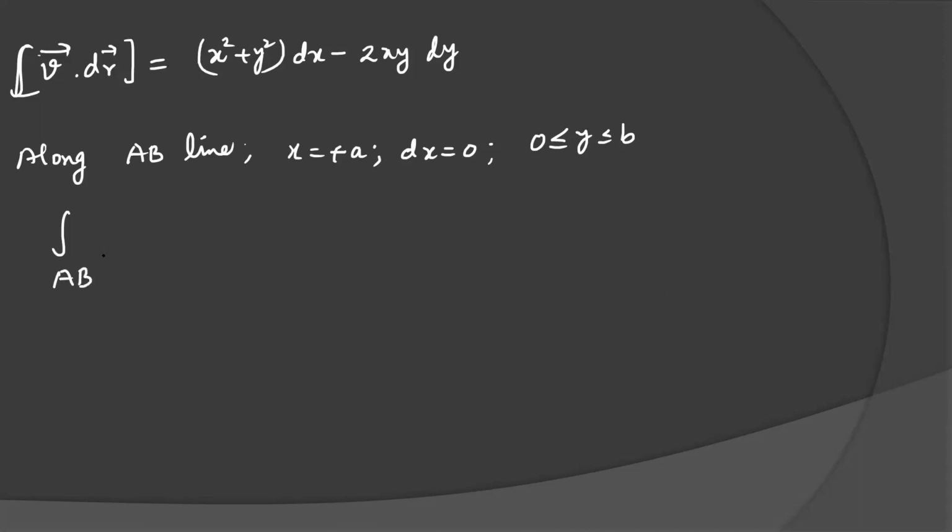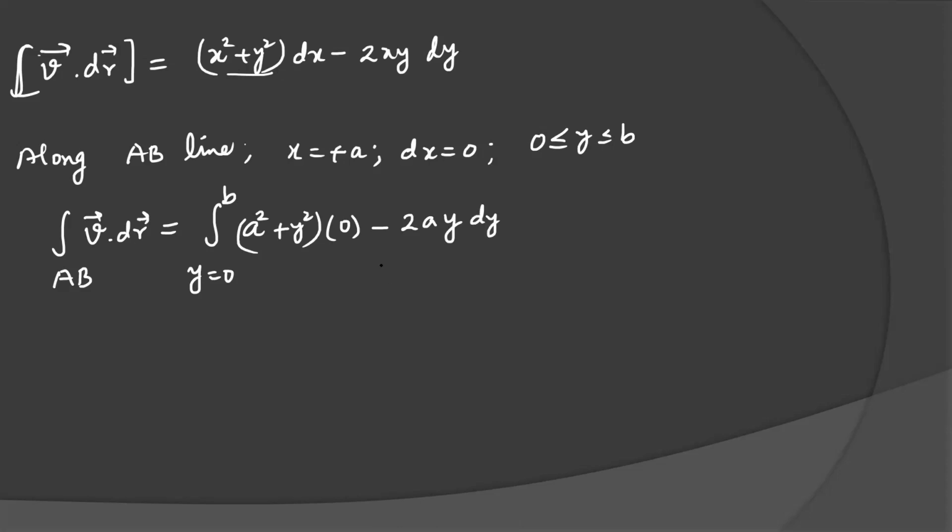So the line integral along the AB line will be the integral from y equal to 0 to b. Substitute V dot dr here. X is fixed, x is constant a for the entire AB line: (a square plus y square) dx, which is 0, minus 2 times x equal to a, and y will vary, so don't put a value for y, dy. X is constant and dx is 0. So it is equal to minus 2a integral from 0 to b of y dy, and if you calculate it, you will get minus ab square.